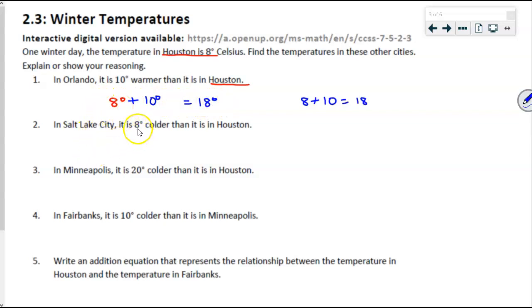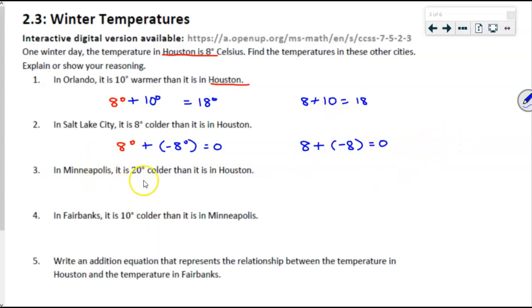So in Salt Lake City, it's 8 degrees colder than it is in Houston. Remember, Houston is still 8 degrees. Salt Lake City, it's 8 degrees colder. So what am I going to do here? Adia. Great. And I didn't even take my own advice. I said maybe don't use the degree signs, and I did it anyway. Probably better would be 8 plus a negative 8 is equal to 0, or 0 degrees.